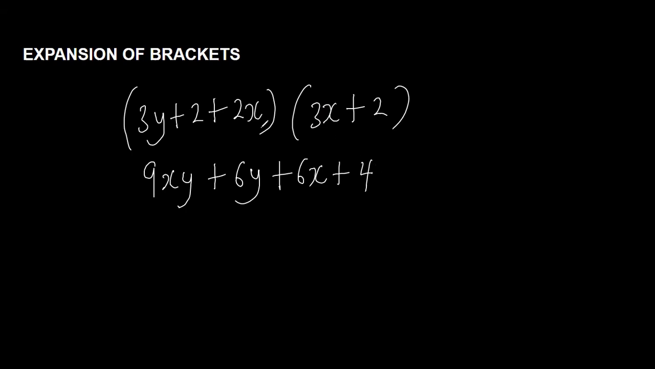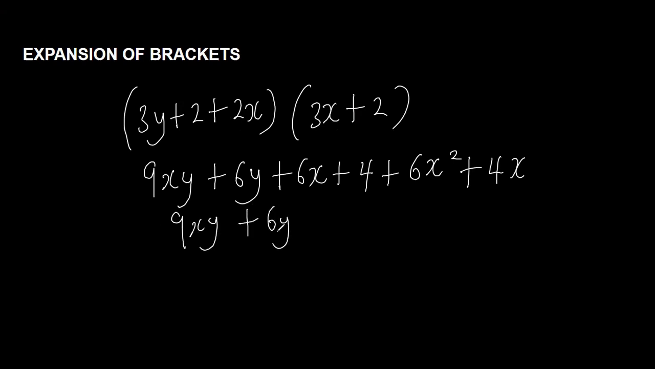Now we move on to the next last term in the first bracket, which is 2x. 2x times 3x is going to give us plus 6x squared. Plus 2x times plus 2 is going to give us plus 4x. So you can see we are actually done expanding, all right, but we can still move further. We can have 9xy plus 6y, all right, plus 6x has a brother here, so we have 6x plus 4x, because we can add 6x to 4x because they have the same variable x. So 6x plus 4x are in the same family, so we have 10x.